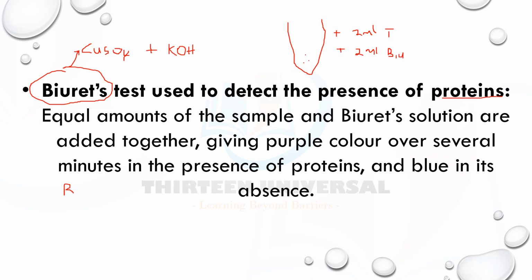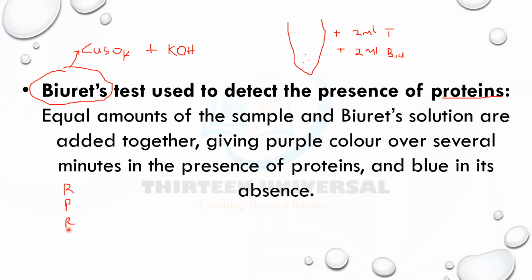Because two of them make up the burette reagent. Of course, I'm talking about P, procedure, and then result. RPR: reagent, procedure, result. So what is our reagent? Burette. What is our procedure? 2 ml of test solution to the test tube, 2 ml of burette into the test tube.